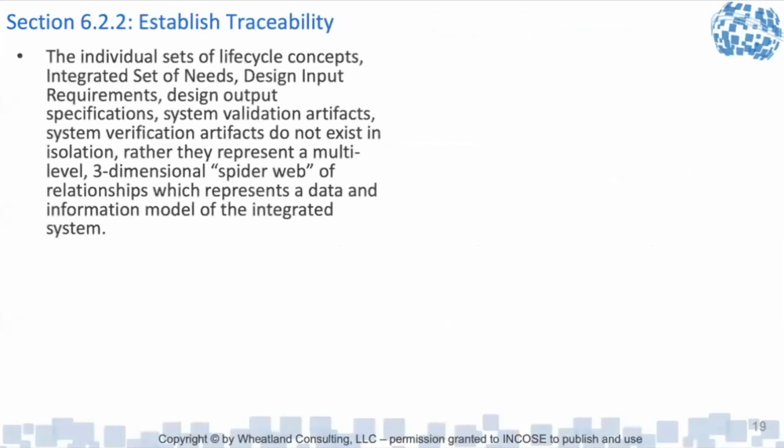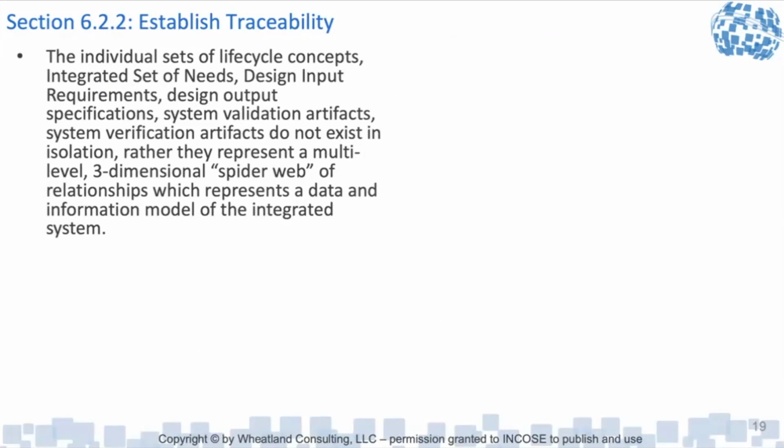Section 2.2 goes into a lot of detail on traceability. Individual sets of lifecycle concepts, integrated set of needs, design input requirements, design output specifications, system validation artifacts, system verification artifacts do not exist in isolation. And that's one of the problems in a document-centric world: things seem to be documented in certain documents, and it's really hard to keep them consistent or to link that information together in any meaningful way.